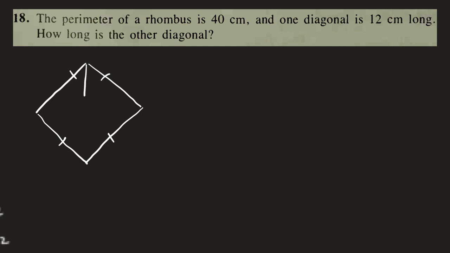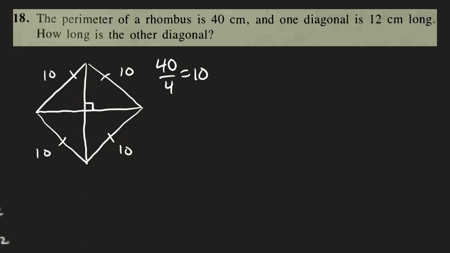And we're talking about the diagonal. So here's one diagonal, and here's the other diagonal. And there's something that I remember about the diagonals of a rhombus: the diagonals meet at 90 degrees. So now we have 4 right triangles. The perimeter is 40 centimeters. So if I divide that by all 4 sides, that means each side is 10 centimeters. Okay. One diagonal is 12 centimeters long.